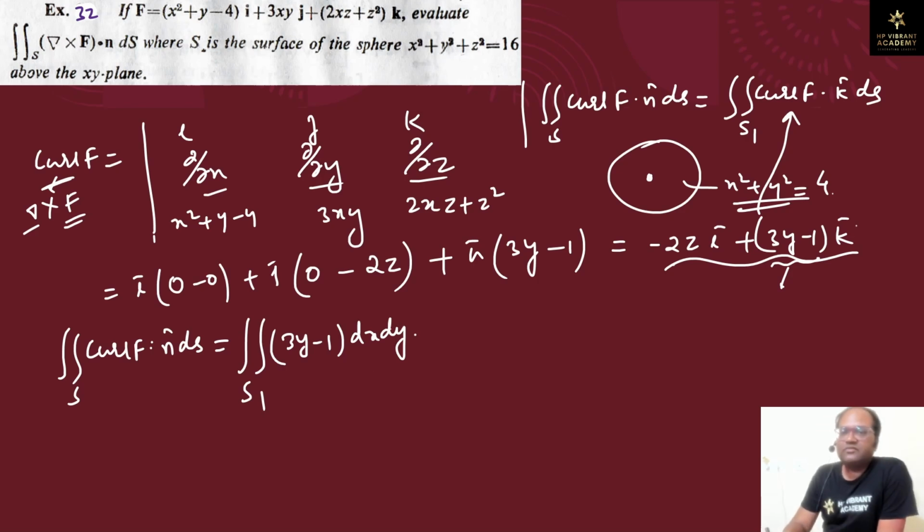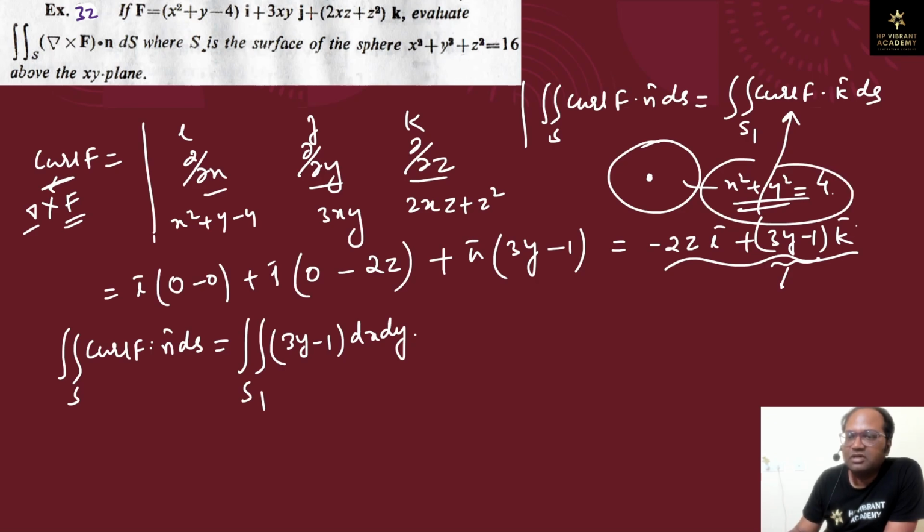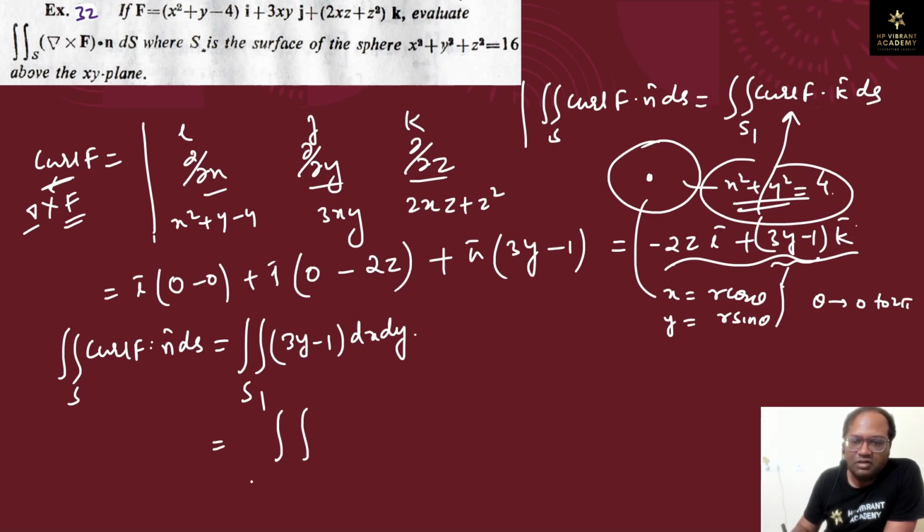Okay, let us convert this into polar coordinates. Using x square plus y square is equal to 4, we can take x is equal to r cos theta, y is equal to r sin theta, and theta varies from 0 to 2 pi. Let us place the limits here. r varies from 0 to 2, because the radius is 2. So r varies from 0 to 2 and theta varies from 0 to 2 pi.